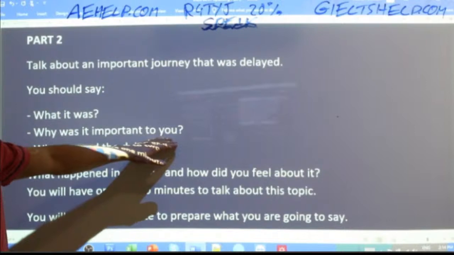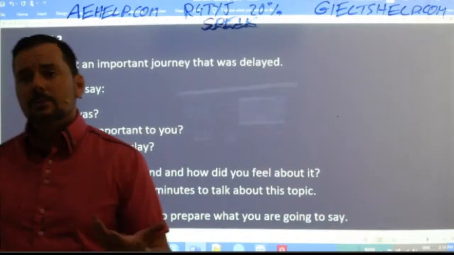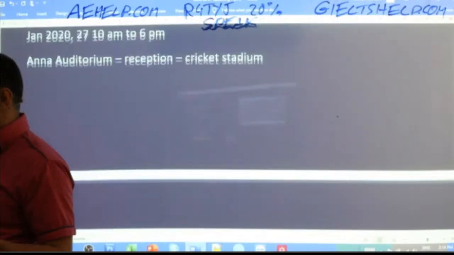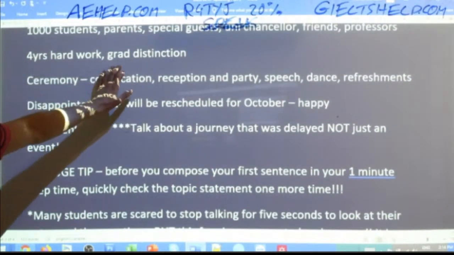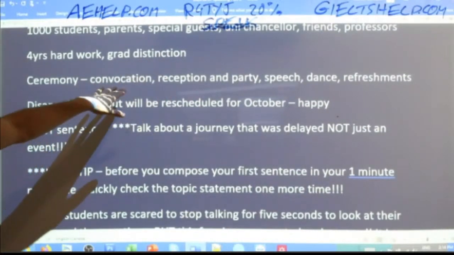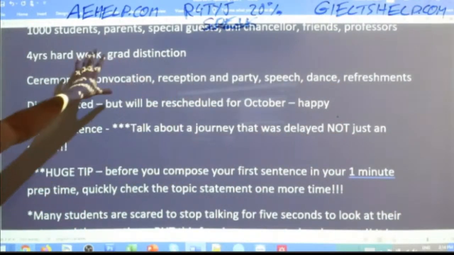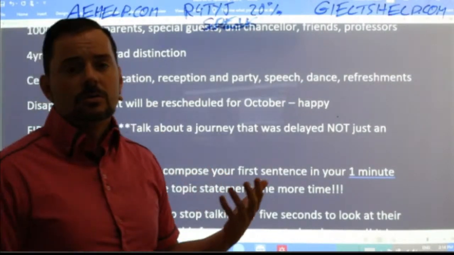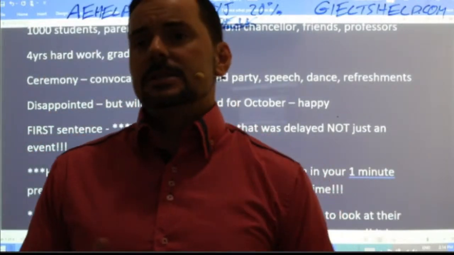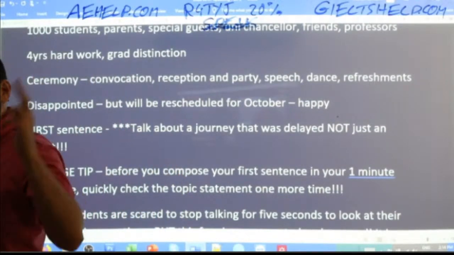Specifically, why was it important to you? Okay, elaborate on that. Look at the notes too, right? So 4 years of hard work, graduating with distinction. There's a convocation, a reception, a party, some dance, some refreshments. So saying goodbye to friends. So clearly in your notes, you have some points here of why it was important to you. So give me a couple sentences of why it was important to you. Abhishek's already ahead of the queue. That's good, Abhishek.